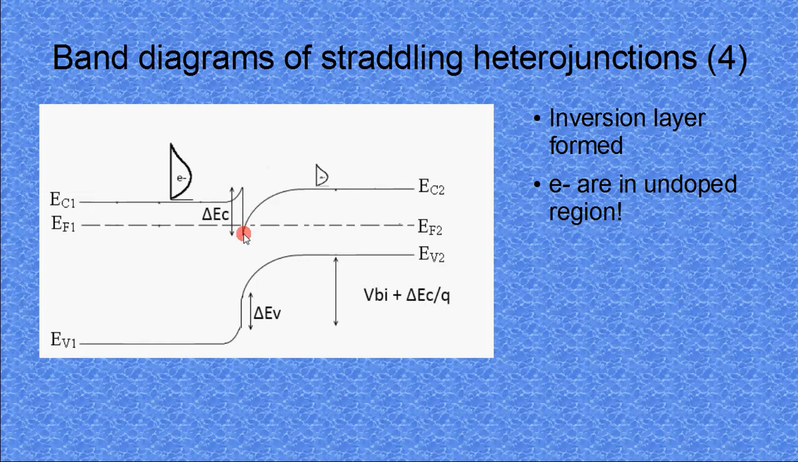So what we have achieved with this is we created a channel in an undoped region. Remember, the gallium arsenide was intrinsic; it doesn't have any dopants. So we have achieved what we set out to do, that is, we have created high mobility electrons in this region.